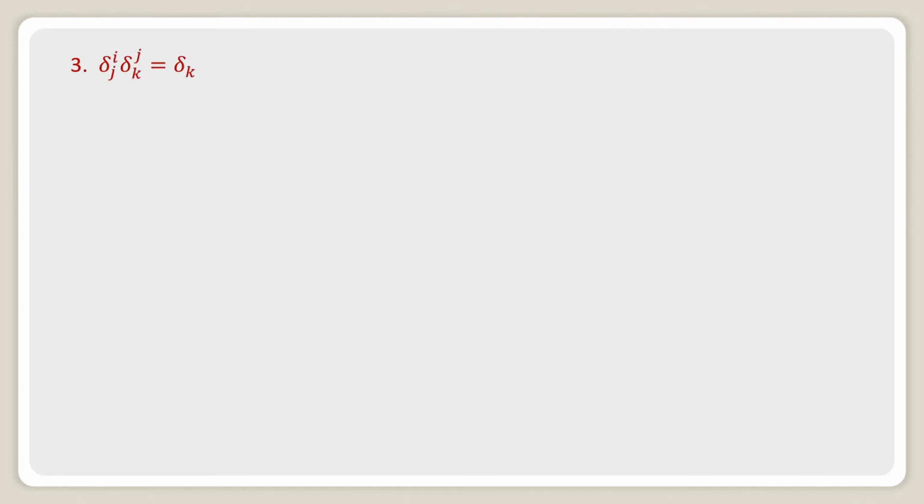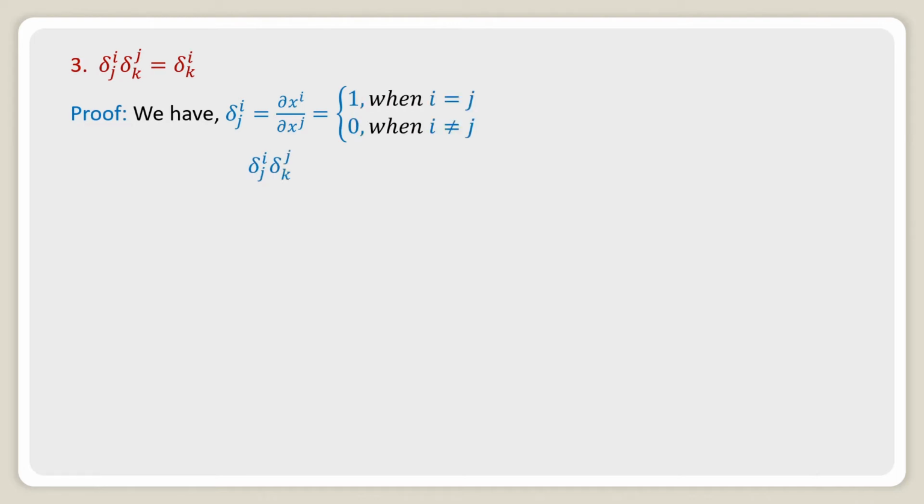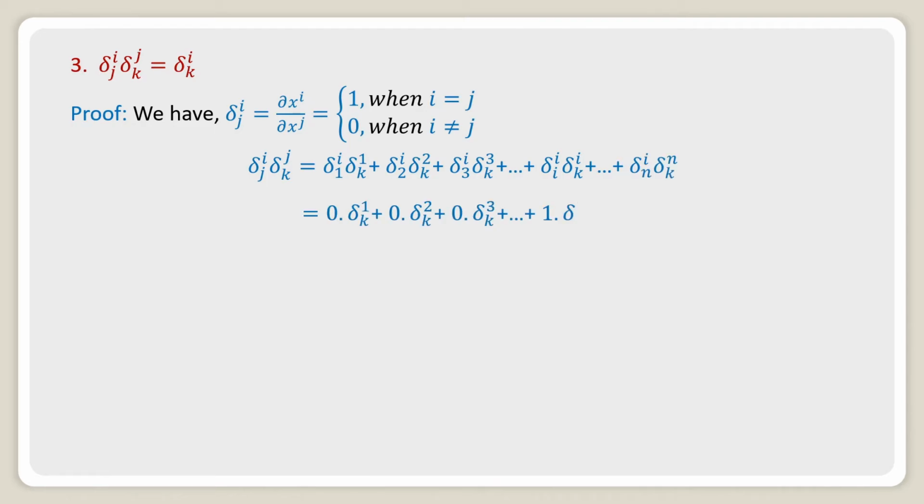The third property is given by delta ij into delta jk is equal to delta ik. We have delta ij is equal to del xi by del xj is equal to 1 when i equals j and 0 when i is not equal to j. So, delta ij into delta jk can be written as delta i1 into delta 1k plus delta i2 into delta 2k plus delta i3 into delta 3k, and whenever the value of j is equal to i, you will get the ith term, that is given by delta ii into delta ik plus dot dot dot.